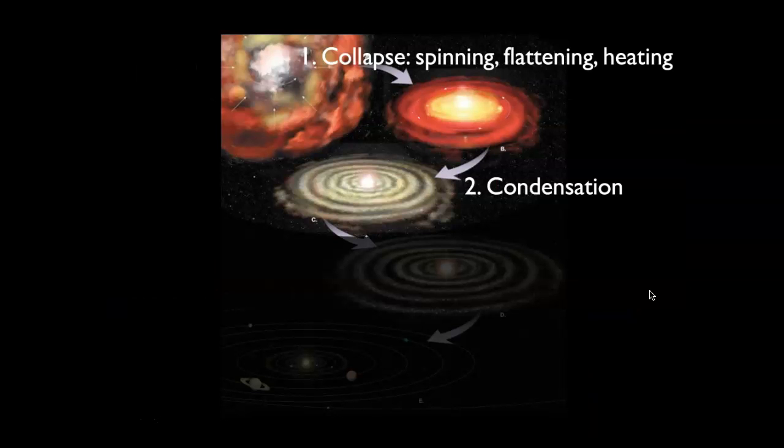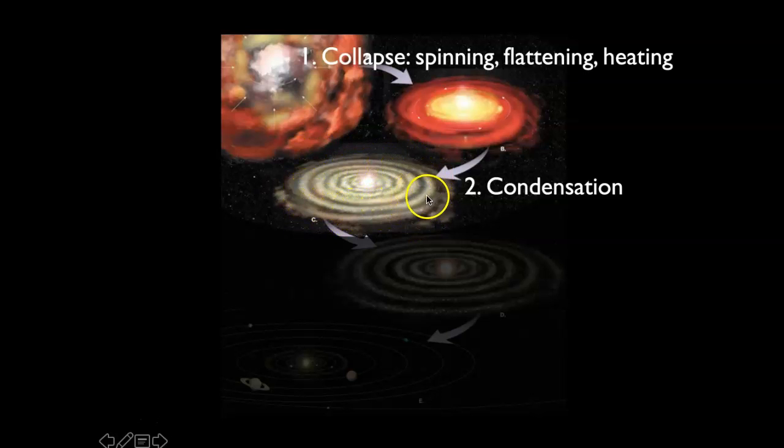So that's step one, right? You take that blob of gas, it collapses, it spins up into a disk, it flattens out, and it starts heating up. While that protostar in the center is still crunching down under gravity and still evolving its way to becoming a star, let's look at the disk here.